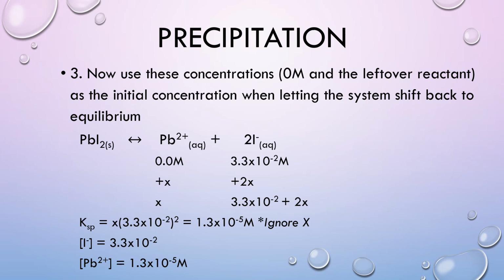So now we can use that leftover iodine as like a common ion, because basically what's going to happen is we said, okay, that much precipitate is going to form, but then I'm left with 3.3 times 10 to the negative 2 iodines. I had no lead left. So those are my initial concentrations for the re-establishing of the equilibrium. So now I'm doing just a normal ICE chart for dissolution. So plus x, plus 2x, x, and 3.3 times 10 to the negative 2 plus 2x. Again, remember, these came from step 2.